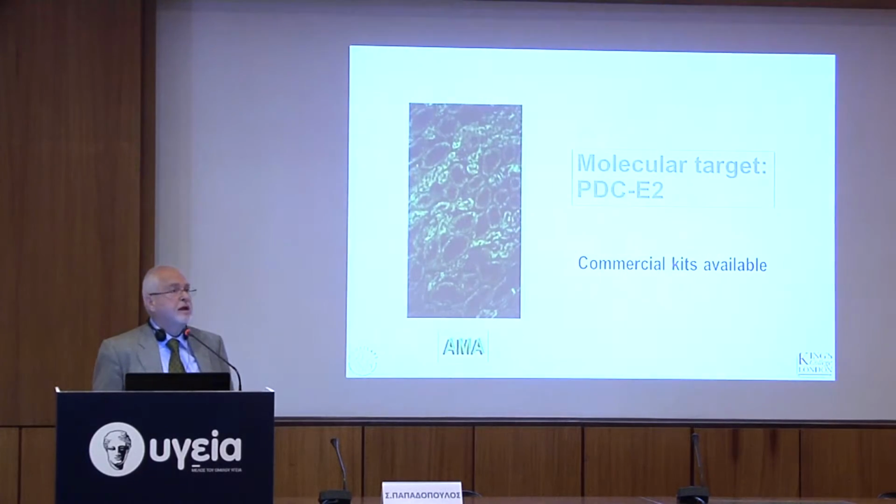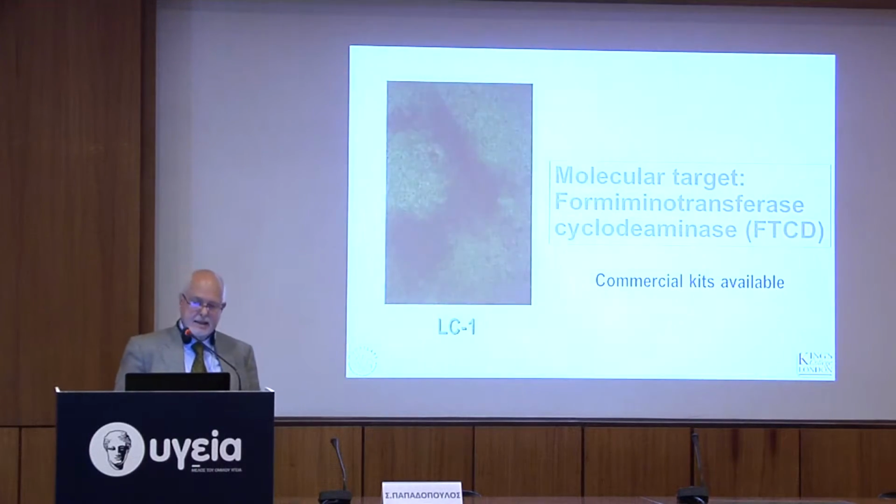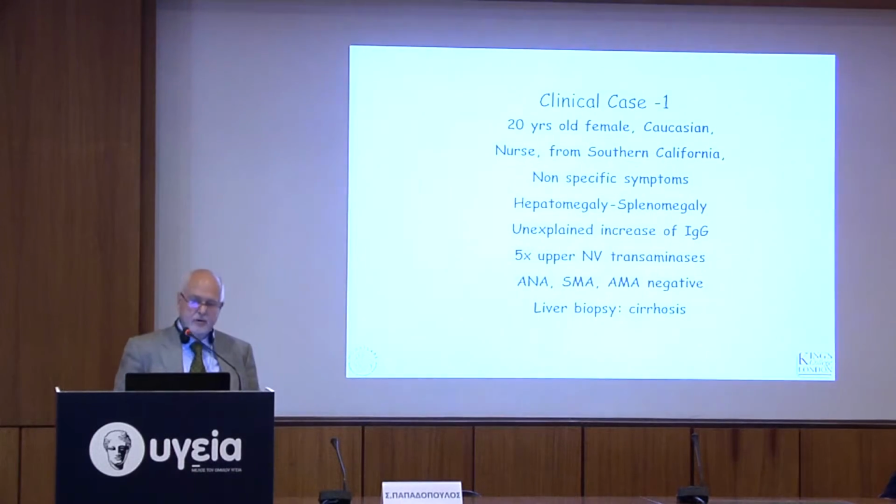Also, there are the molecular targets defined for the antimitochondrial antibodies: PDC-E2, pyruvate dehydrogenase complex E2. There is a kit commercially available, so you do an ELISA. The molecular target for liver kidney microsoma antibody 1 is cytochrome P450 2D6. In doubt, you do an ELISA. There is also a molecular target for LC1, FTCD. So we have the possibility of doing ELISAs if we are in doubt.